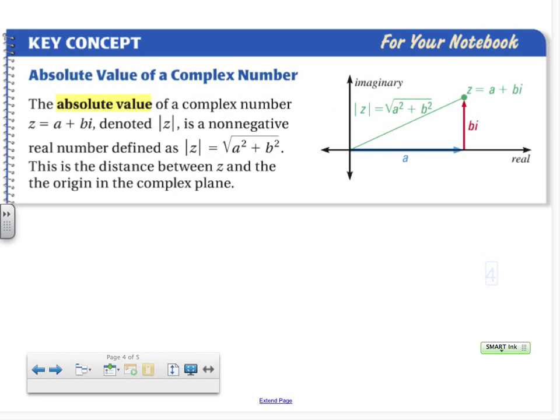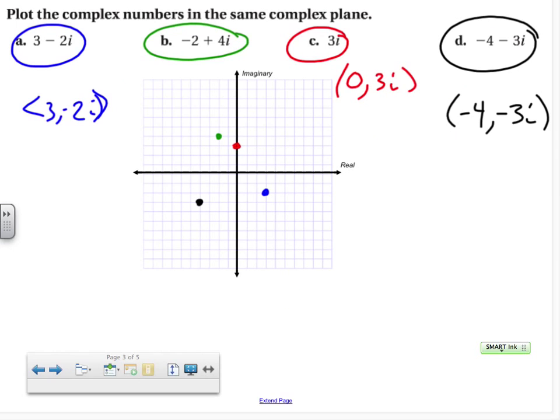Let's talk absolute value. Just like the absolute value is the distance a number is from 0, well, the absolute value of a complex number is how far it is away from 0. And on a graph, 0 is the origin. So if we look back on these, for letter A, the blue one, the absolute value would be this distance right here. How far is that point away from the origin? And like all distances, we're always going to be positive.